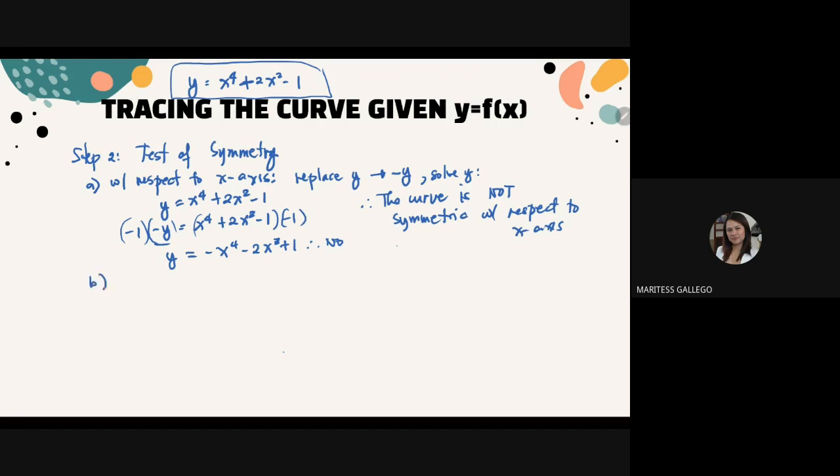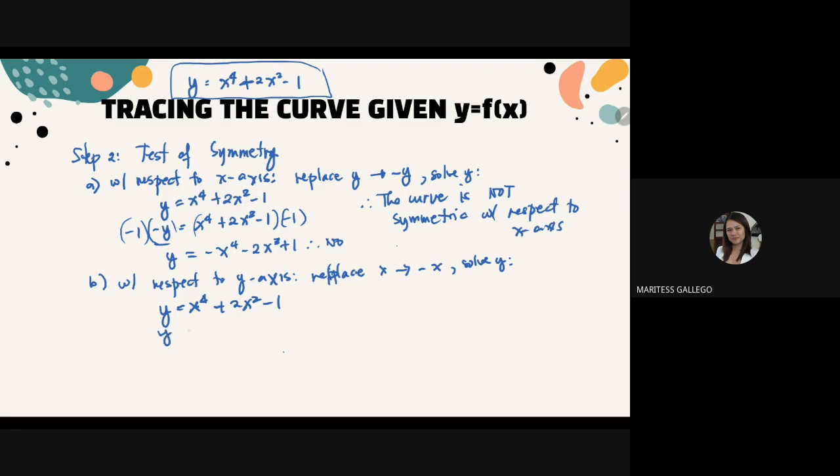Okay, letter B. So, letter B is with respect to y-axis. So, anong gagawin nyo para malaman nyo na symmetric siya with respect to y-axis? You replace now your x by negative x and then solve for y. Si x naman ang papalitan natin ng negative x. So what do we have here? So we copy the original function, x raised to 4 plus 2x squared minus 1.